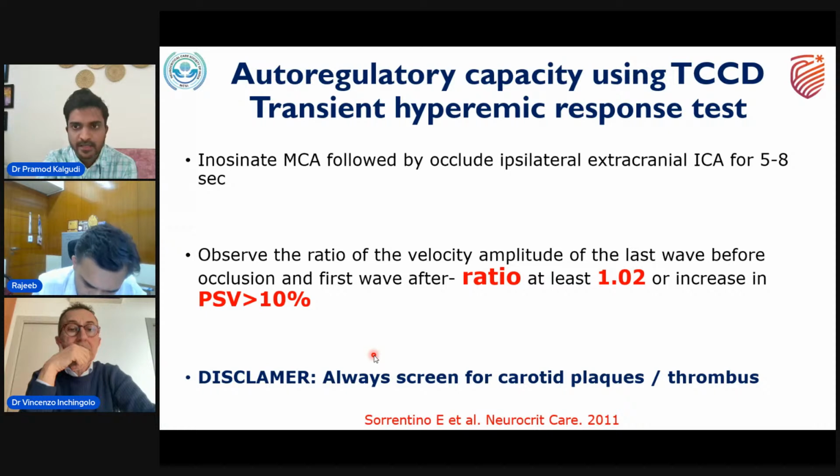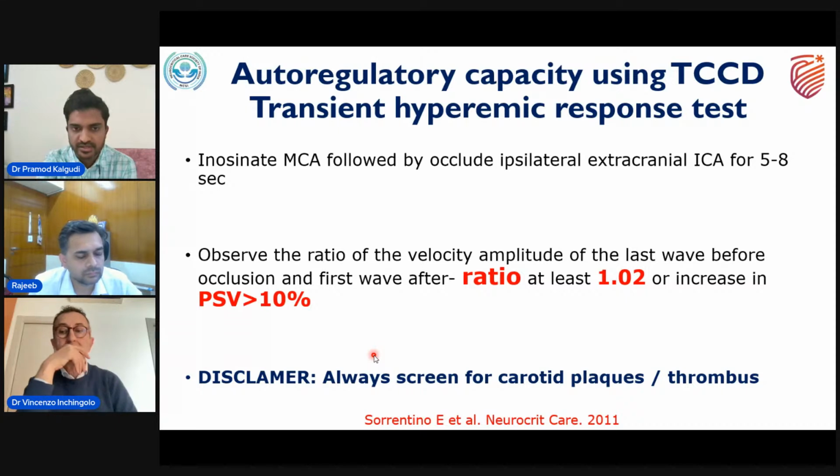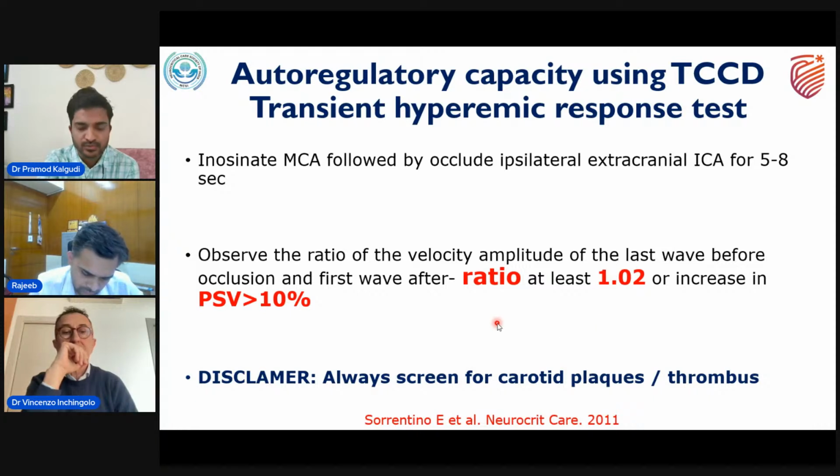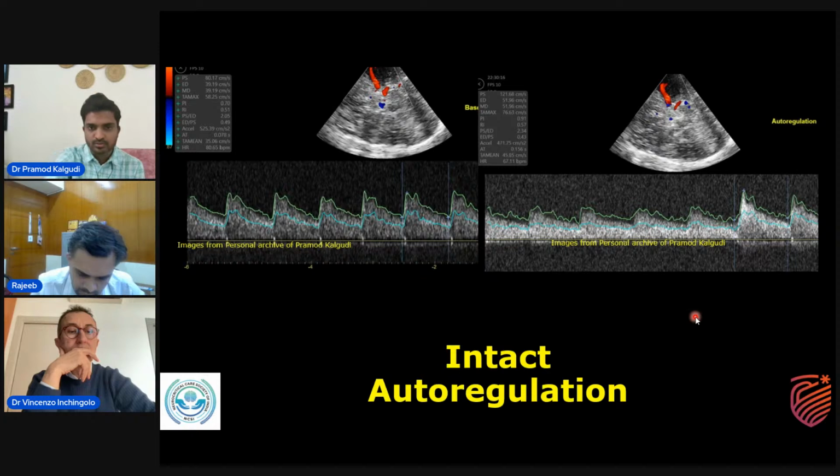carotid artery for 5 to 8 seconds and then release it. So you observe the change in the velocity of your MCA after you release the compression, and you take the ratio. The ratio has to be at least 1.02, or you have to see a peak systolic velocity increase of more than 10%. The disclaimer being, you always have to screen for carotid plaques or thrombus and never risk dislodging them if you are compressing too much.